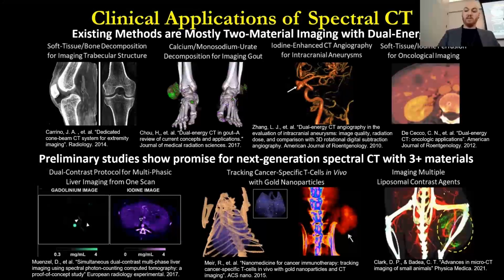I also want to point out there's many preliminary studies on next generation clinical applications of spectral CT with 3 or more materials. So there's some promising new types of imaging studies coming in the future. And all of these clinical applications will benefit from new material decomposition algorithms that can improve multi-material spectral CT image quality.